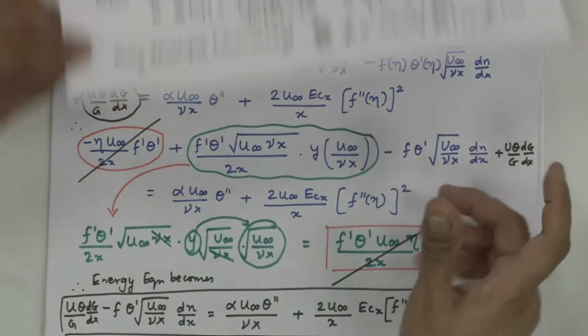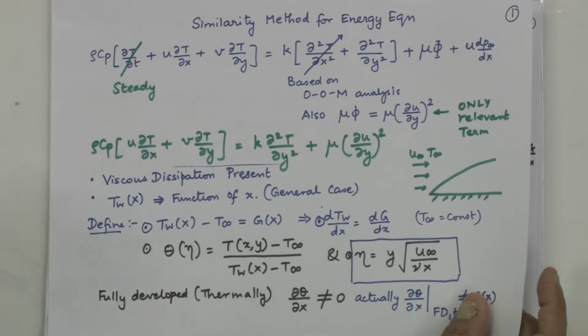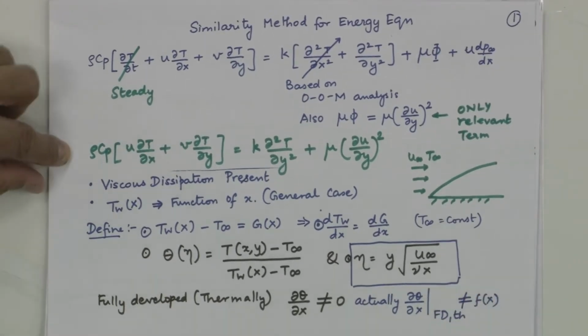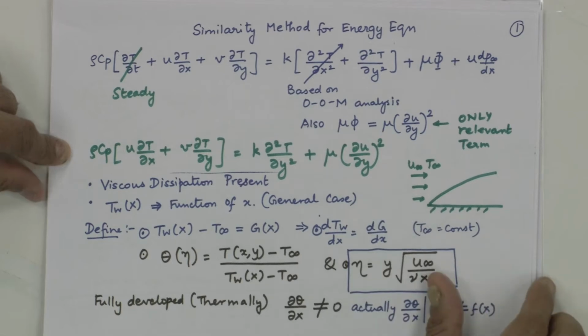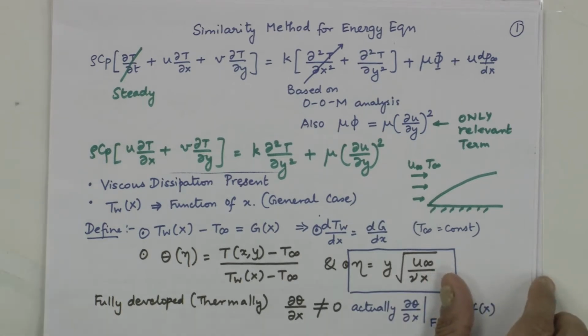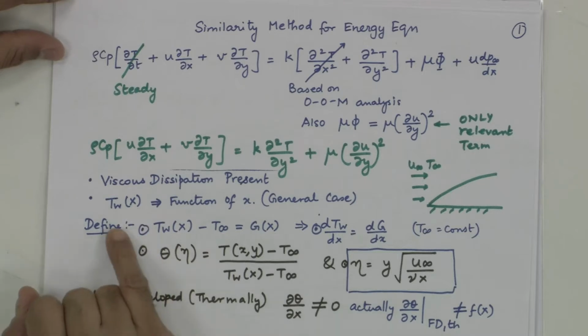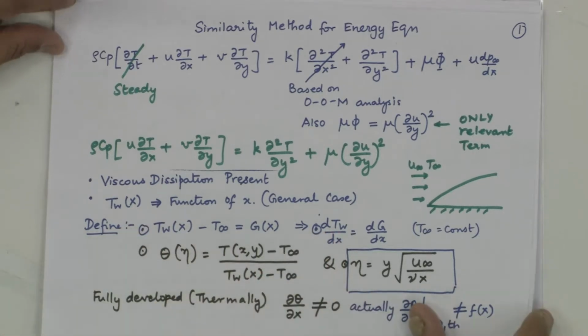In the last two modules, where we were looking at the energy equation, I will give you a very brief recap. We started with the energy equation, this one, used order of magnitude analysis and simplified this to this form, which we can use. We took viscous dissipation into account and kept this term, and we also said T_W is a function of x, a very general case.